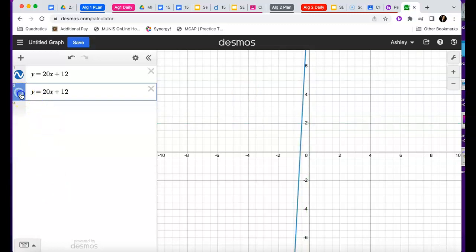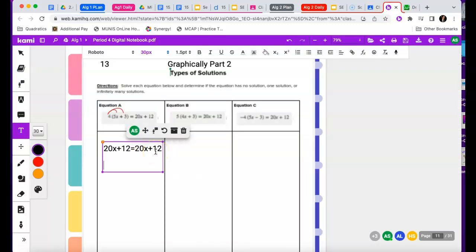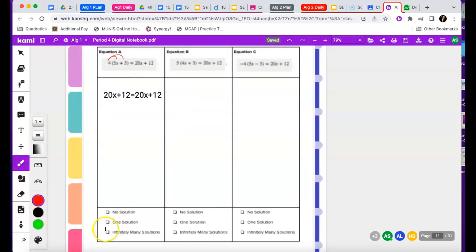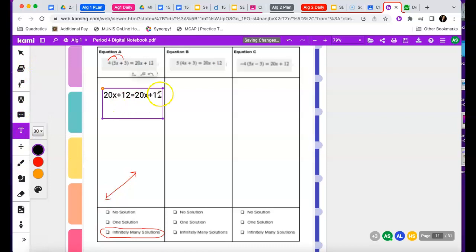Notice that our two lines are overlapping, which means there are infinitely many solutions. So for this one down here, we have infinitely many solutions. We have a line overlapping a line, meaning every point is a solution.